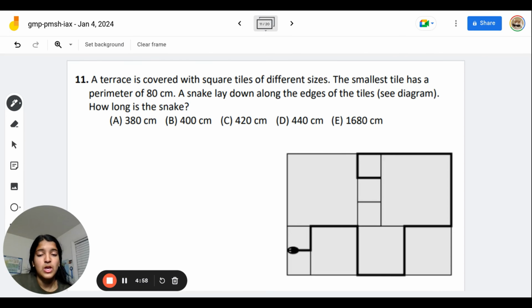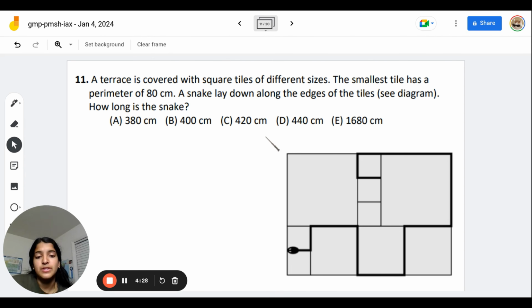Number 12. So I'm going to change this question around a little bit. Let's say Harry Potter has a terrace covered with square tiles of different sizes. The smallest tile has a perimeter of 80 centimeters. A snake lies down along the edge of the tiles. How long is the snake? So we know that Harry Potter has a smallest tile with a perimeter of 80 centimeters.